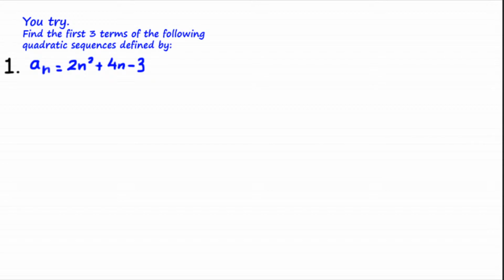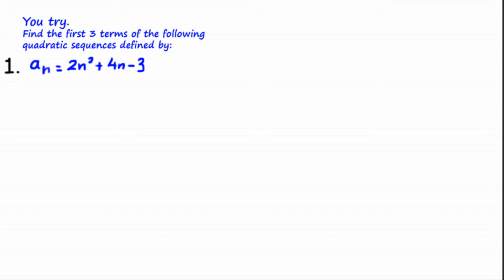Okay, so we've got Ella coming in with 3, 13, and 27. Anyone else? Who's got the first three terms of this quadratic sequence? 3, 13, and 27. Good.